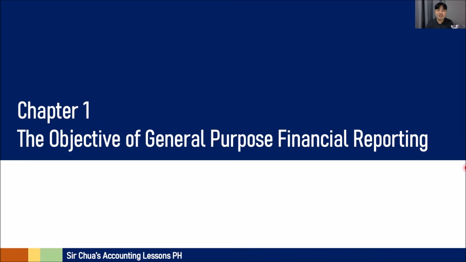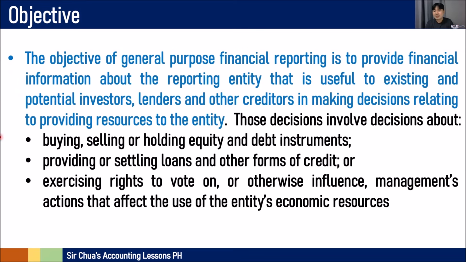We're now ready with Chapter 1, the objective of general purpose financial reporting. The objective of general purpose financial reporting is to provide financial information. Take note of that. We are providing not just information, but specifically financial information about the reporting entity. When we say reporting entity, it is the entity who reports these financial information or financial reports that is useful to existing and potential investors, lenders, and other creditors. Para saan po? In making decisions relating to providing resources to the entity.